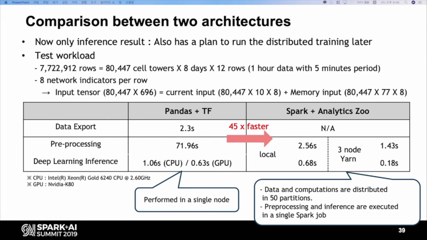I will compare the test results of the two architectures. Now, we only tested inference, but we will also test training later. Our test data was collected from 50,000 cell towers. As you can see in the table below, the new architecture is 45 times faster than the legacy architecture. This is because pre-processing and inference are distributed across 50 partitions and executed in parallel.